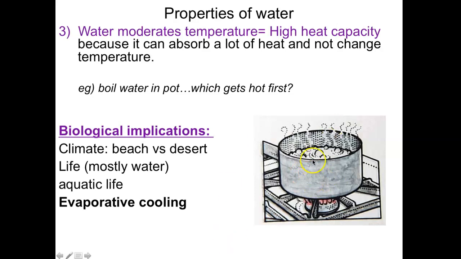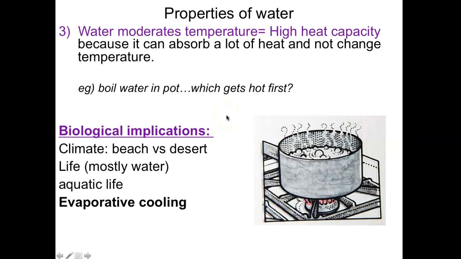But water does. Water has a high heat capacity, meaning it can take a lot of heat and not change temperature yet, right? So you have to wait a very, very long time for that water to boil because the water's resisting changing temperature. The same is true in the opposite way. It can cool down, so it can release a lot of heat also without changing the temperature.